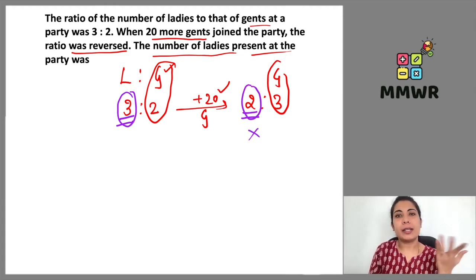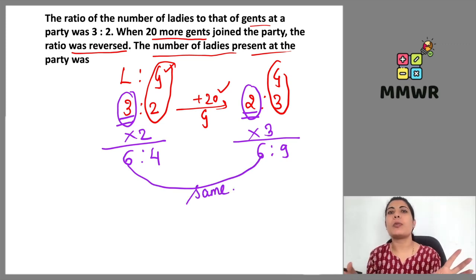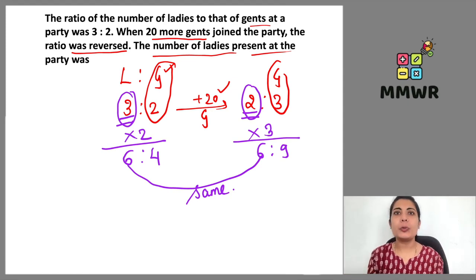So we will try to make these two values the same. 2 and 3, we can make the same by making it 6. So here I will be multiplying it by 2. This gives me 6:4 and this gives me 6:9. Now we can see we have made it the same. In the original ratio and the new ratio the ladies' values should be the same because we are neither increasing nor decreasing the value for ladies. So of course it will be the same in both cases.